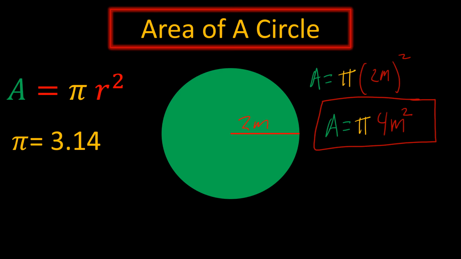We can rearrange it, right? Because we usually put our pi at the end. And this is the associative property. We can rearrange things. We can also call it 4 pi meters squared.